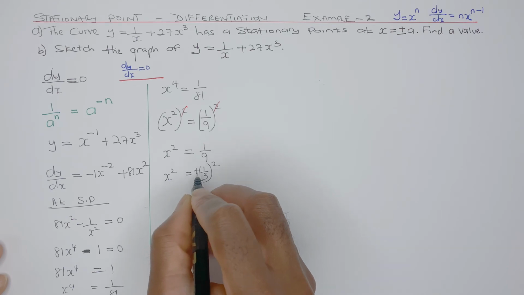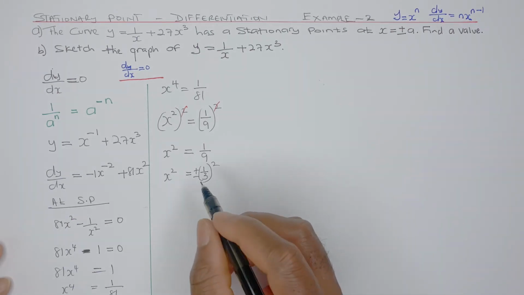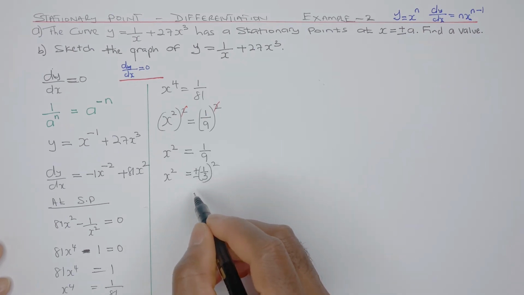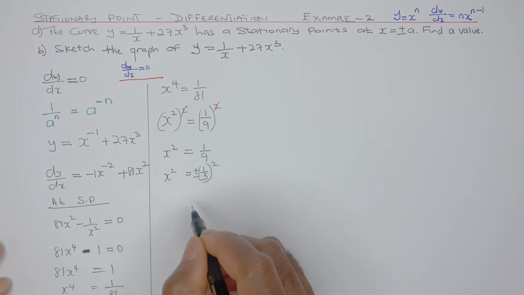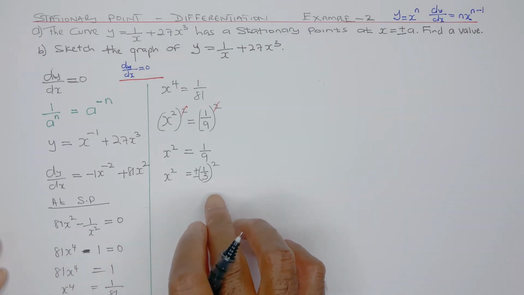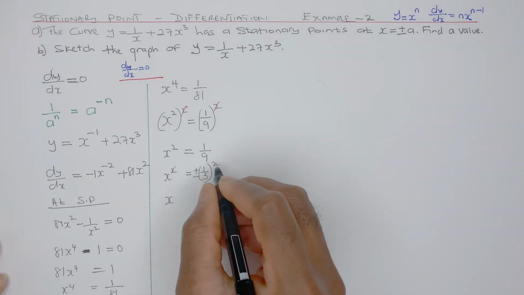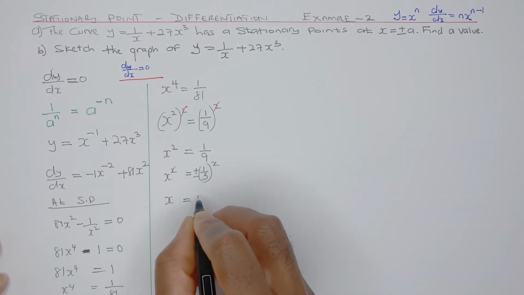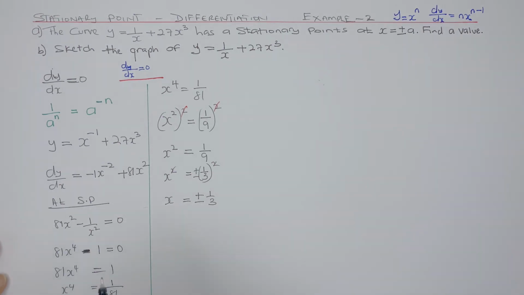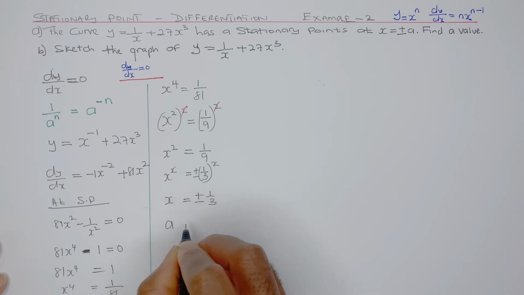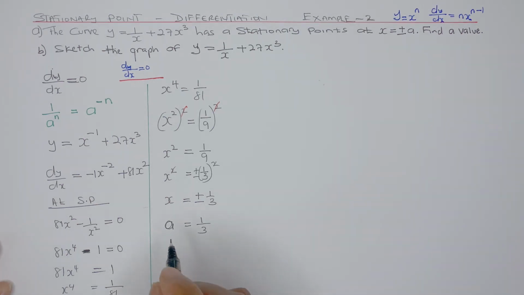But we need plus or minus, right? Because whenever we're dealing with squares, we always do plus or minus. Minus 3 times minus 3 is 9. Plus 3 times plus 3 is 9. You can see you need a plus or minus. Therefore x, because the squares cancel out, equals plus or minus 1 over 3, which means a equals 1 over 3.